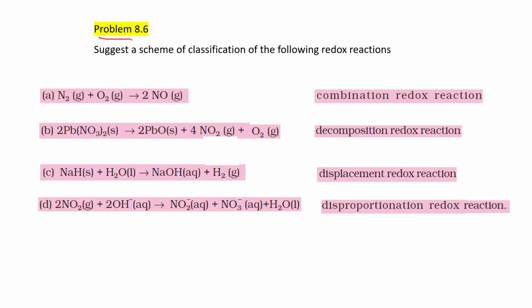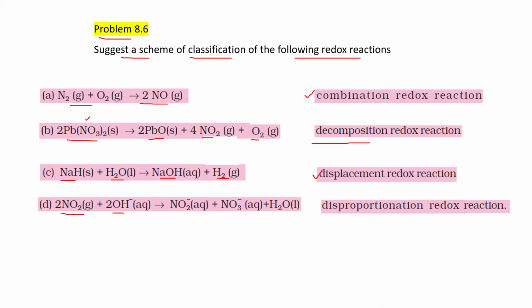Now problem 8.6. Suggest a scheme of classification of the following redox reactions. N2 plus O2 converting into 2NO: combination is taking place, so this is an example of a combination redox reaction. Lead nitrate converting into PbO plus NO2 plus O2: a single substance is decomposing, breaking down into smaller ones, so this is a decomposition redox reaction. NaH plus H2O converting into NaOH plus H2: this is an example of a displacement redox reaction.